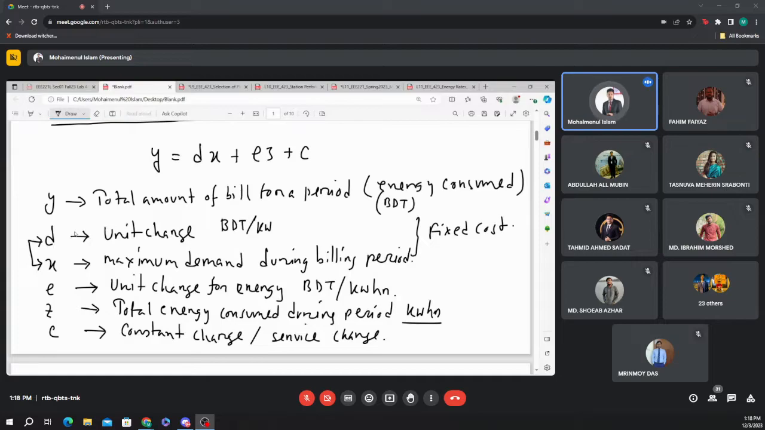So variable costs are energy consumed, right? So this is our energy cost. And the final one is our cost of service. Three types of costs. If you consider them, then you can write the equation like that: Y equals DX plus EZ plus C. You understand?